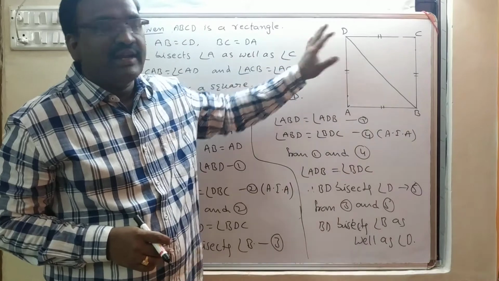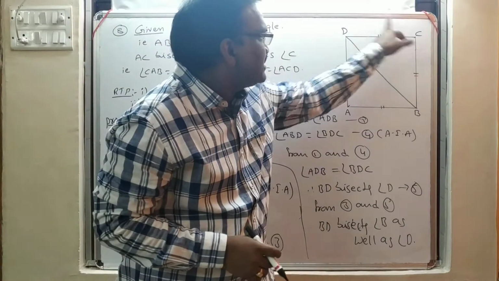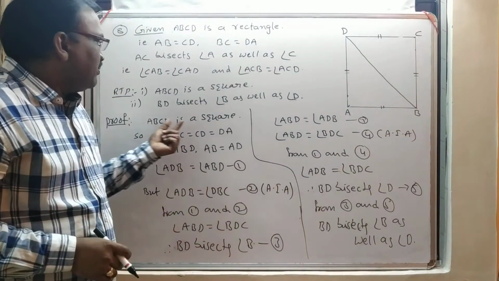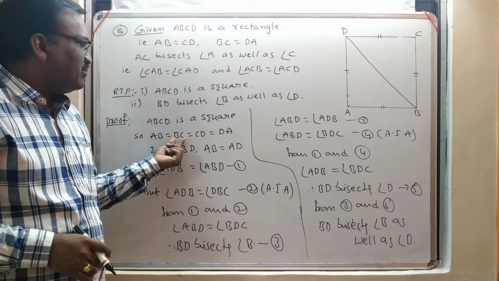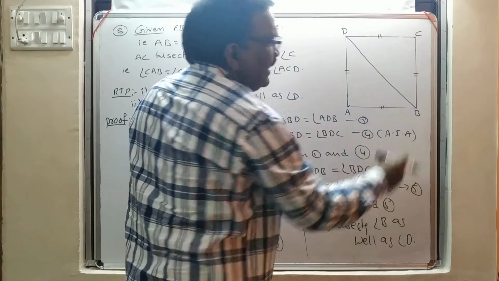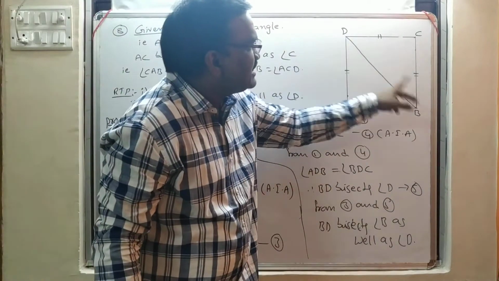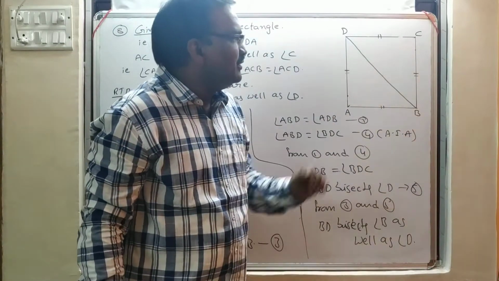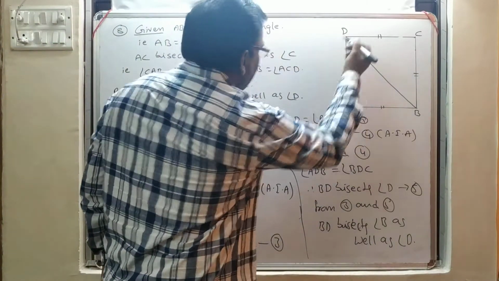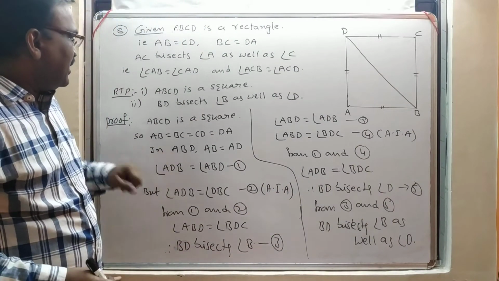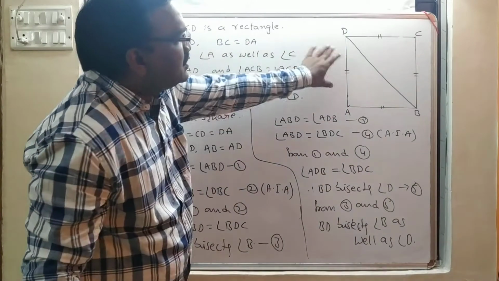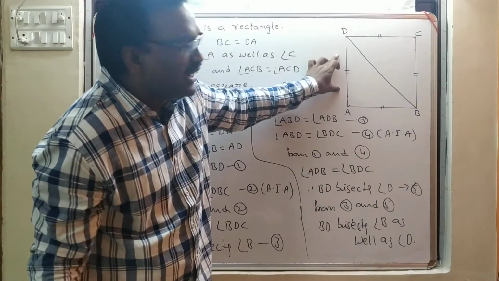See, second condition. Already proved ABCD is a square. In a square, all sides are equal. ABCD is a square, so AB is equal to BC is equal to CD is equal to DA. Draw a diagonal BD. Prove that BD bisects angle B as well as angle D. See, in triangle ABD, AB is equal to AD. So all sides are equal.